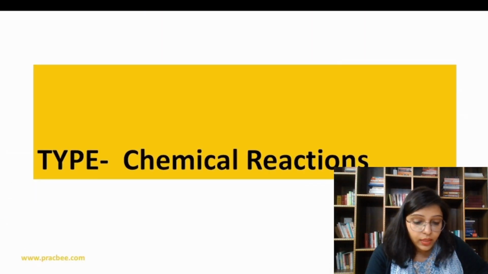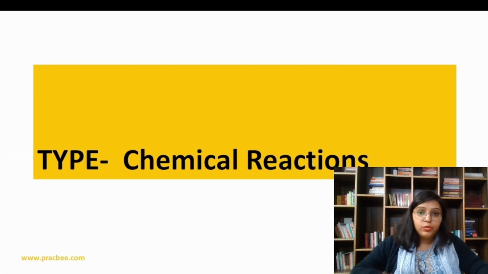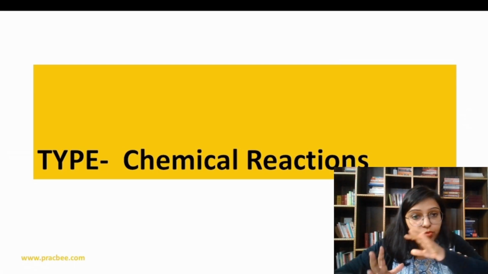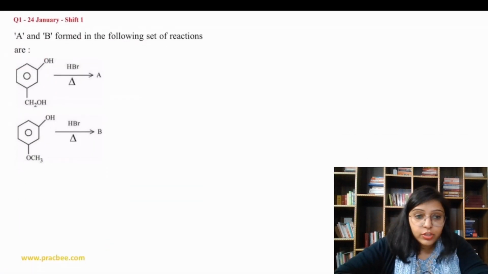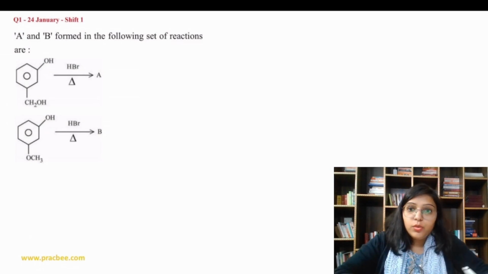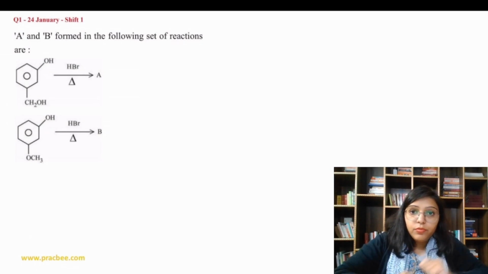Clear? That's it. Now we are moving to the next type of questions, which are related to the chemical properties of alcohols, phenols, and ethers. So now let's do question number 1. The question says: A and B formed in the following set of reactions are.